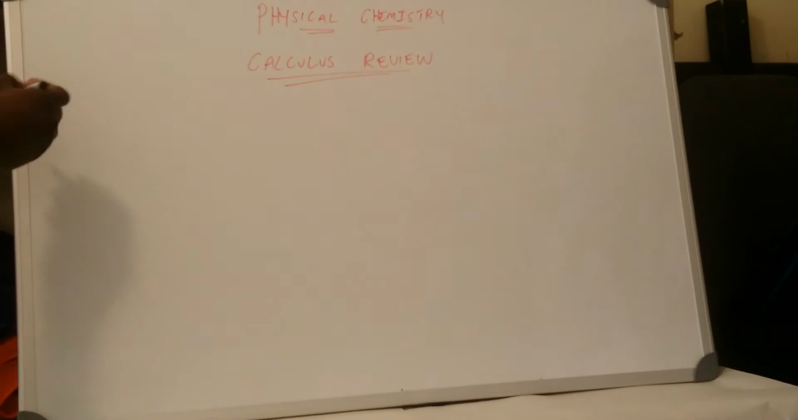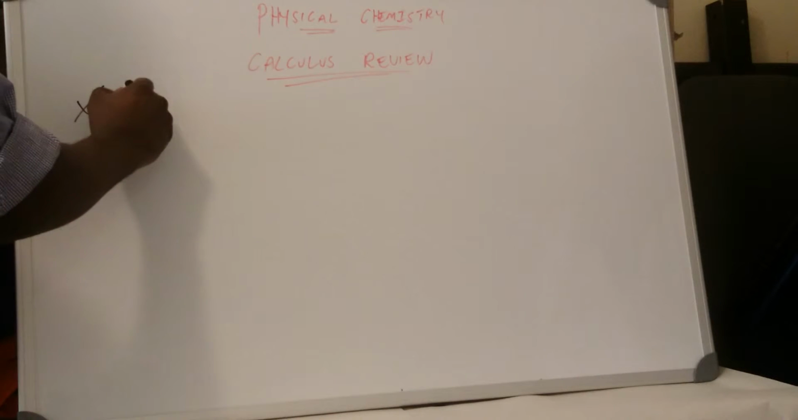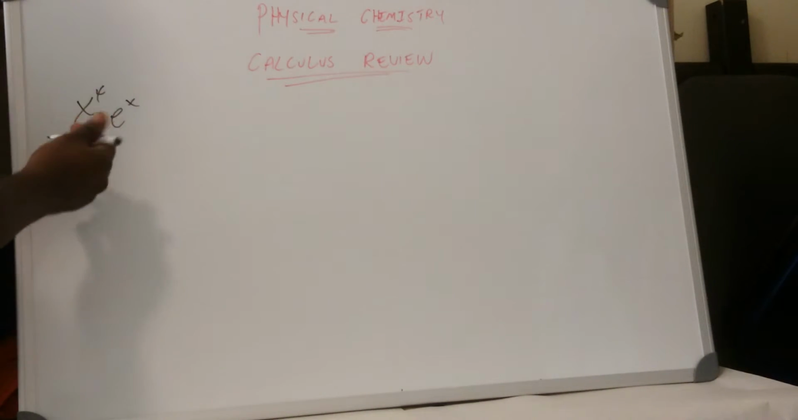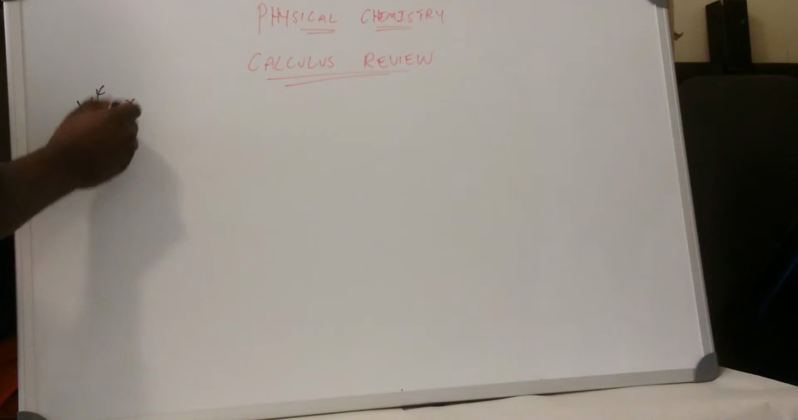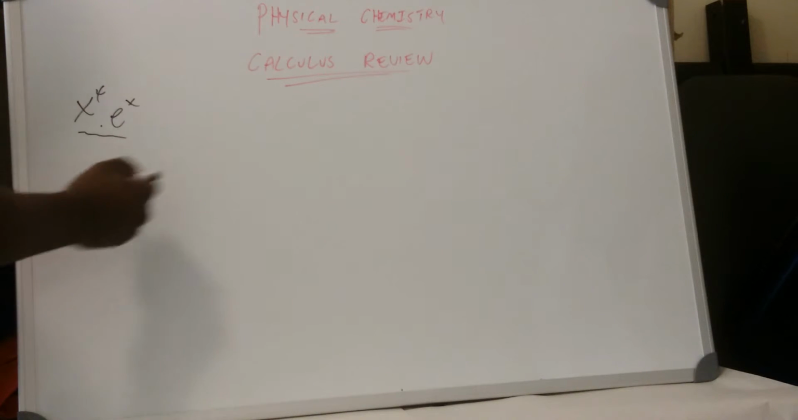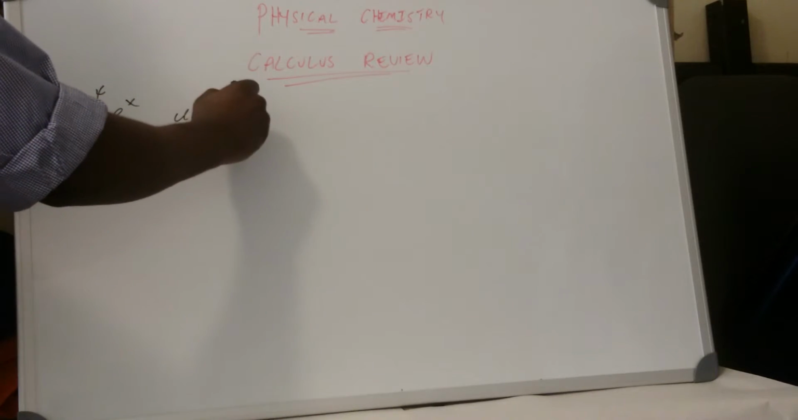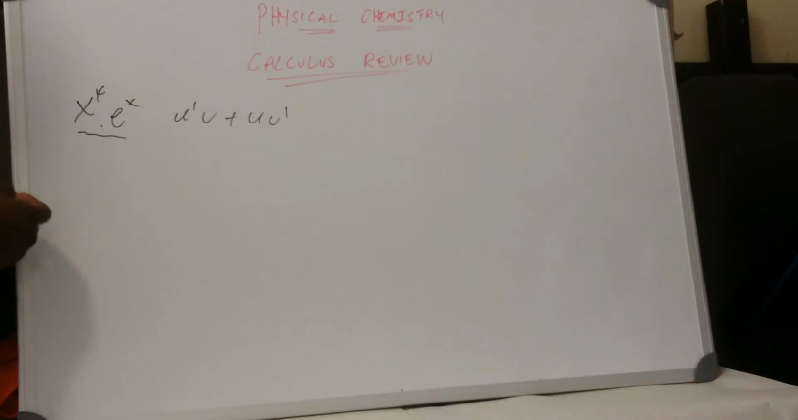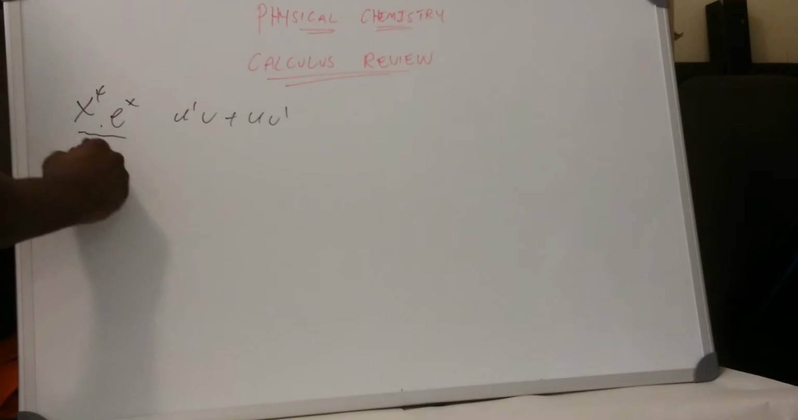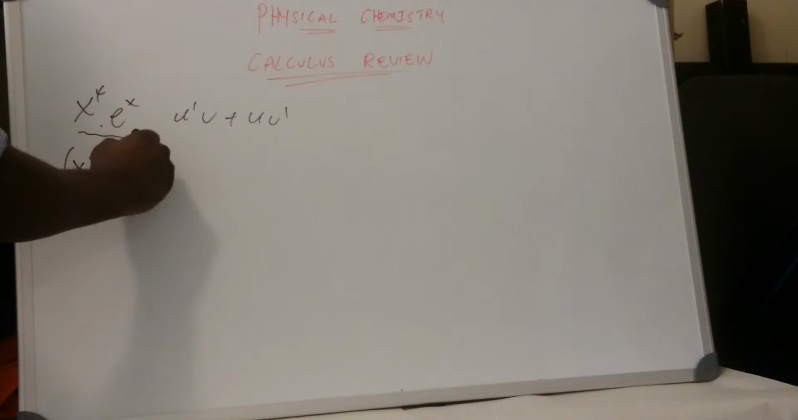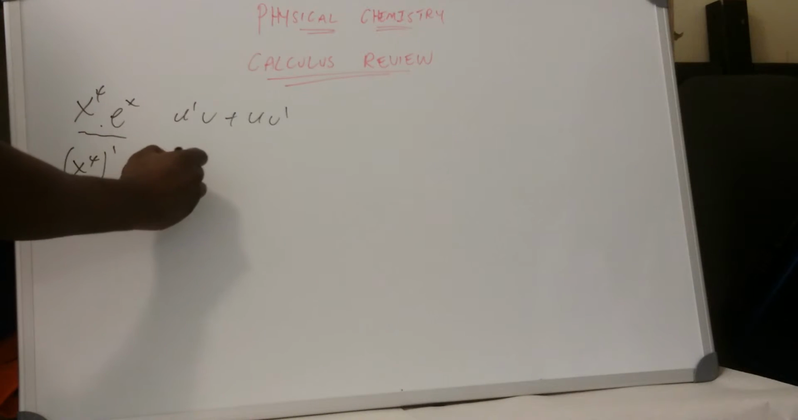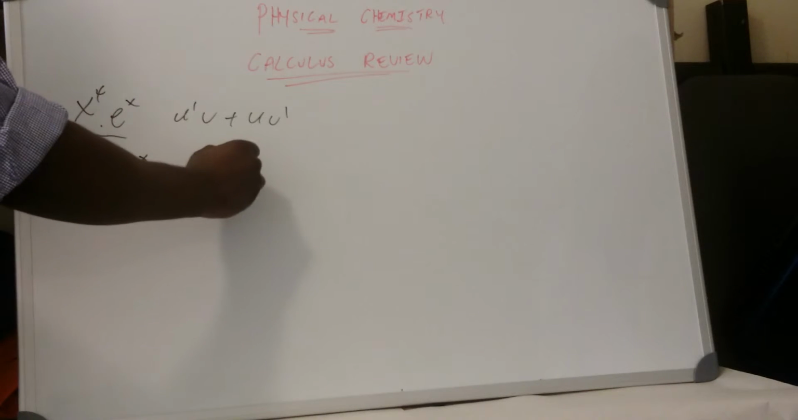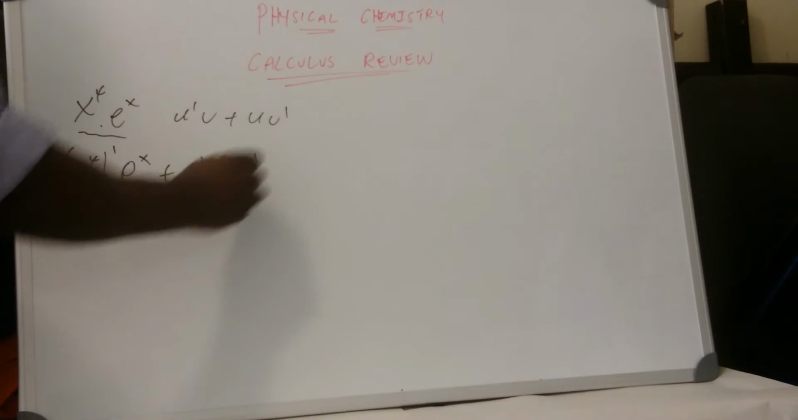So let's take for example x to the 4th e to the x. Differentiate. So pretty much it's a product rule, with an imaginary dot here. So we apply the product rule, u prime v plus u v prime. So x to the 4th prime e to the x plus x to the fourth e to the x prime.